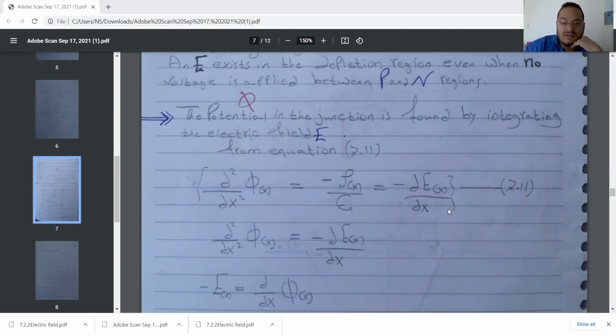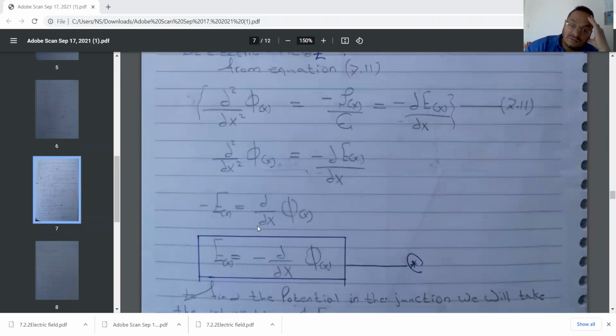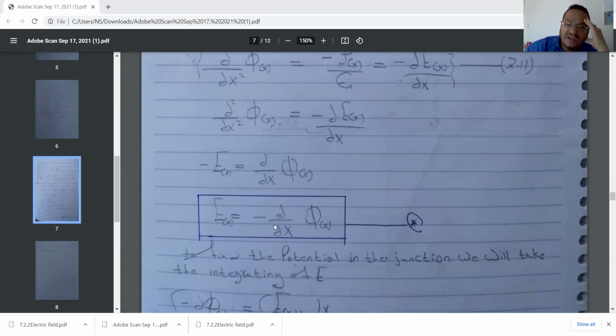We will take these two elements at the right and at the left, derivation of x: the derivative with respect to x of the potential equals the derivative with respect to x of the electric field. By using a simple math trick, E_x equals minus the derivative with respect to x of the potential.